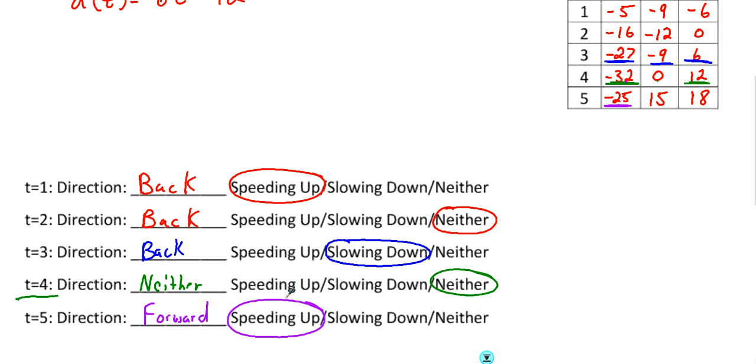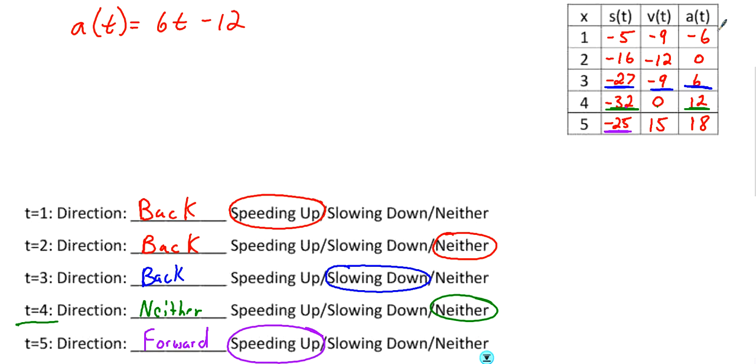So these are the types of things you have to think about. So basically, when we look at our velocity and our acceleration, if they're the same sign, for instance, right here, that's why here we're speeding up at time equals 1. Here they are the same sign. That's why we're speeding up at time equals 5. At 3 and 4, we're at neither because at time 2, our acceleration is 0, so we're not speeding up or slowing down. And here at time equals 4, since my velocity is 0, I'm neither speeding up or slowing down.